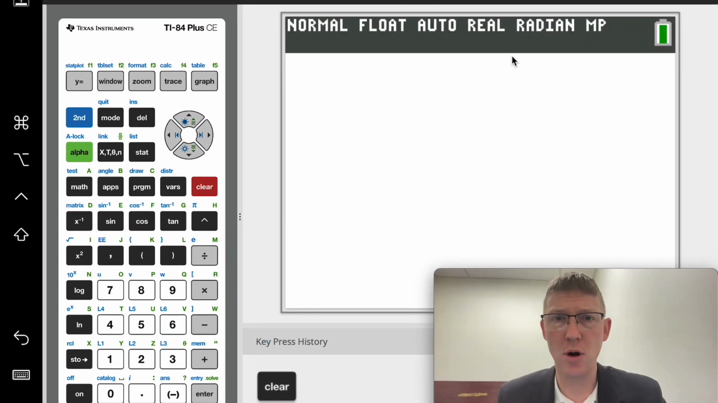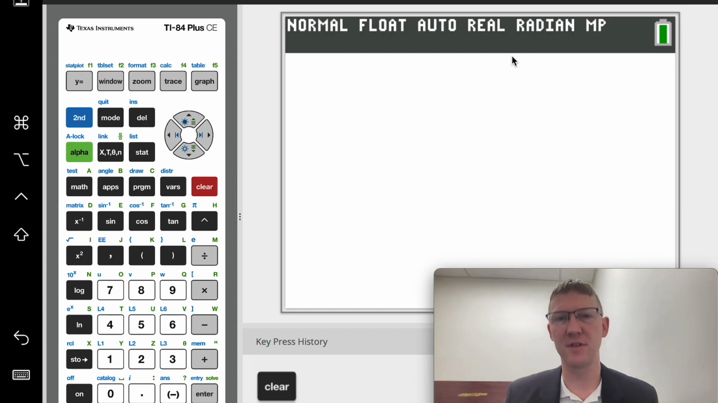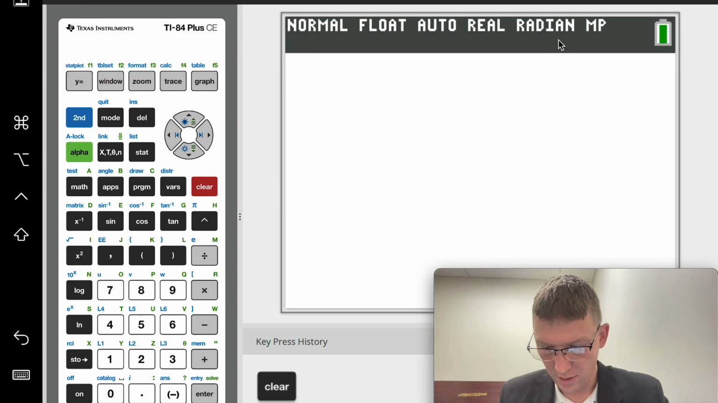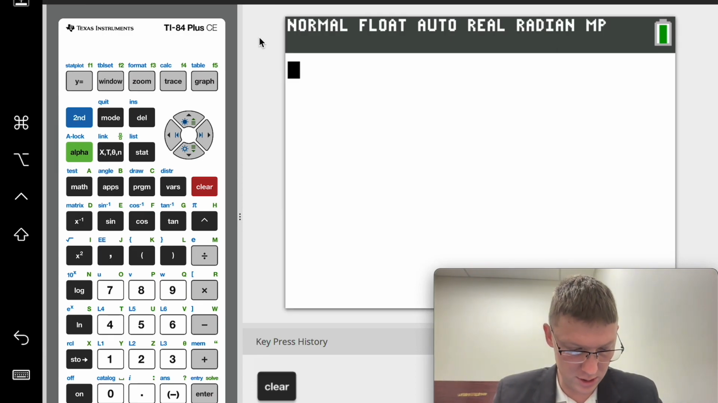Okay, so remember our problem was we need to figure out what 25 times sine of 64 equals. There's a couple things we've got to do. Everyone needs to do this with their calculator first. You have to figure out what mode you're in. If you look right up here, this calculator that I'm looking at is currently in radians. Radians is a different way that we look at angles. We want to change that.